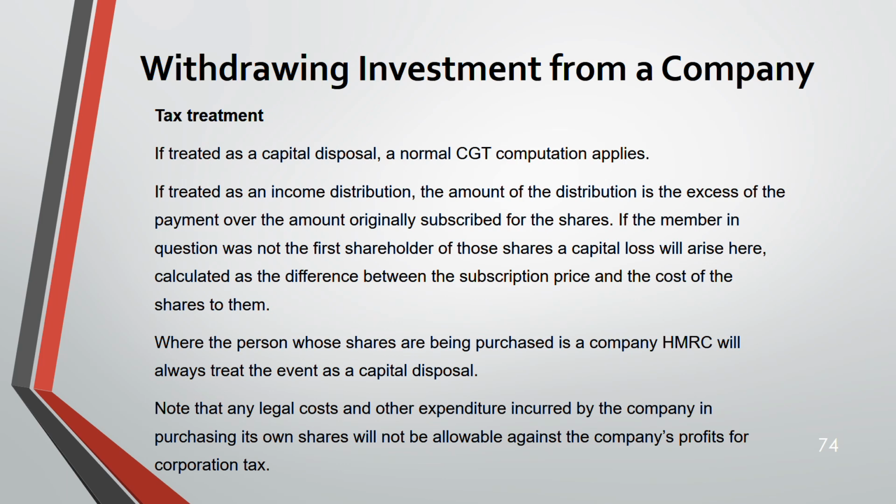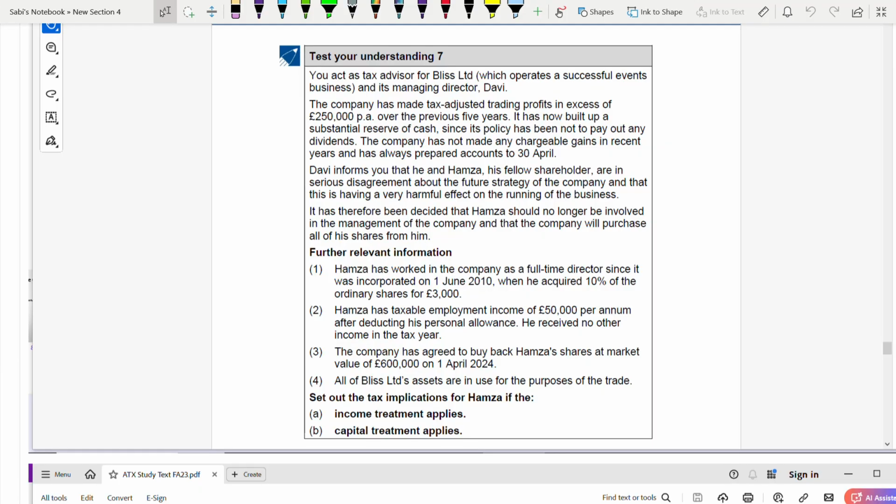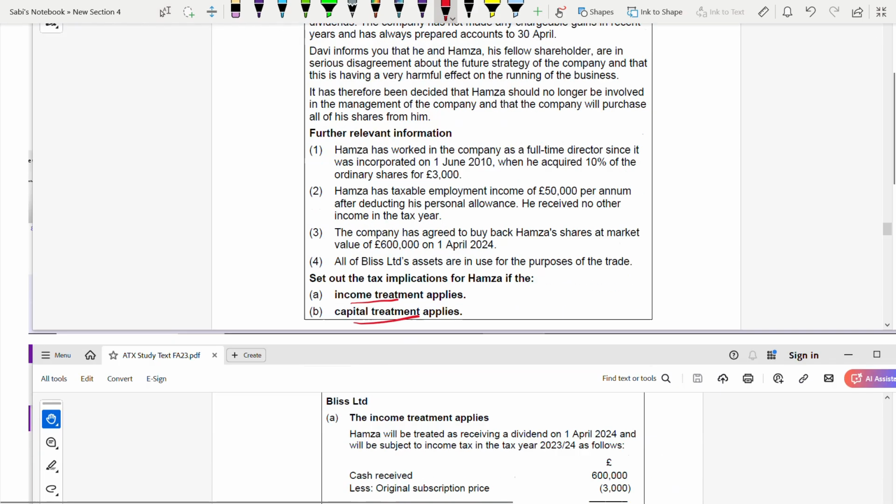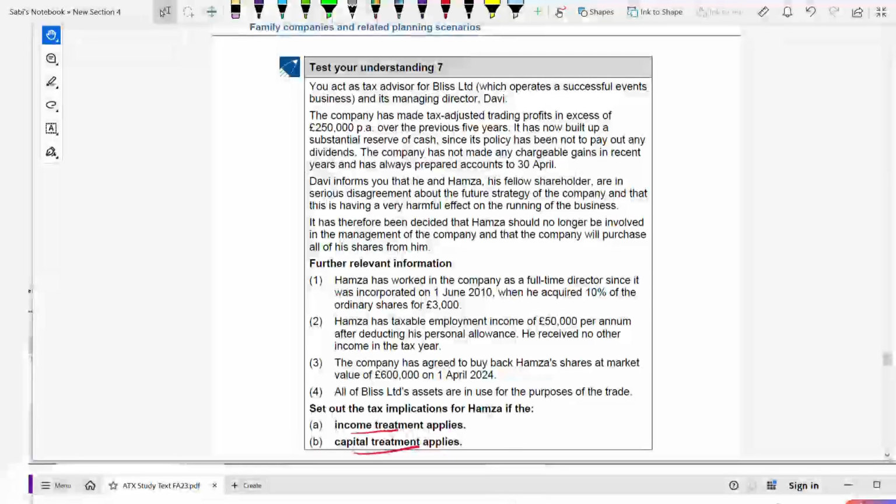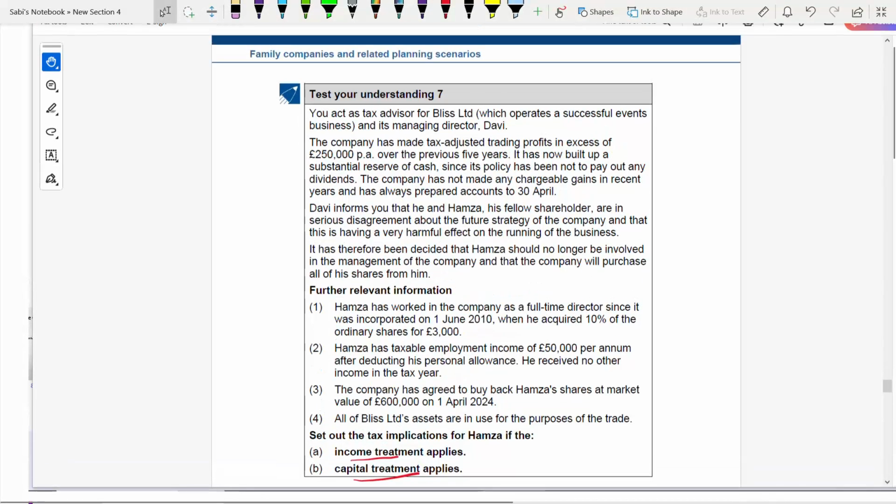Now let us do a question. Test your understanding 7. In this question, you have to set out the tax implications for Hamza if the income treatment applies, and if the capital treatment applies. You have some information given to you. You have to act as a tax advisor for Bliss. This is the company and its managing director is Devi.